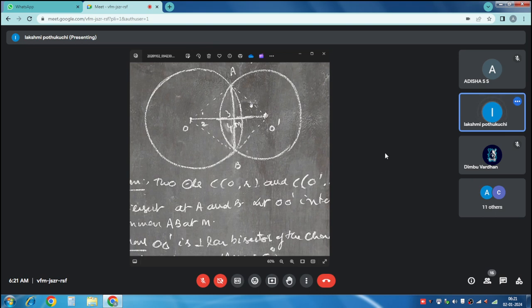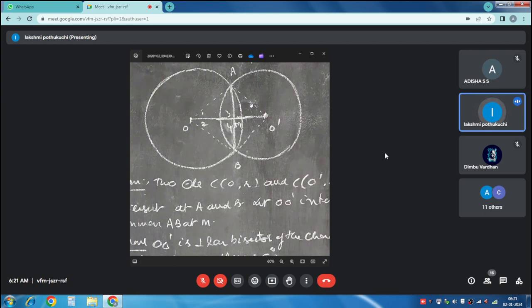Okay, children. Coming to proof. Before that, construction: join AO dash. Join BO dash. Construction over. Next, proof. Consider triangles AOO dash and BOO dash. Consider triangles AOO dash and BOO dash.